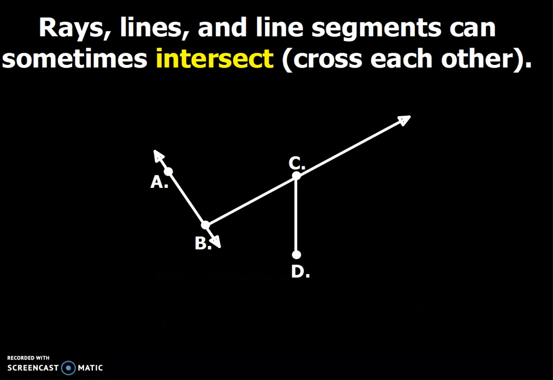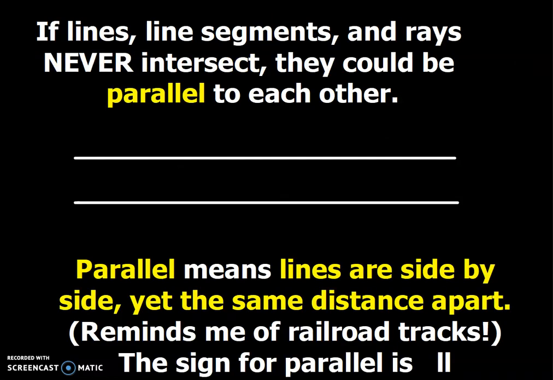Rays, lines, and line segments can sometimes intersect or cross each other. Like line AB is crossing line BC, ray BC, and line segment CD is crossing ray BC. If lines, line segments, and rays never intersect, they could be parallel to each other. They're the same distance apart. They are side by side, yet the same distance apart, no matter where you are on the line. Kind of looks like railroad tracks.